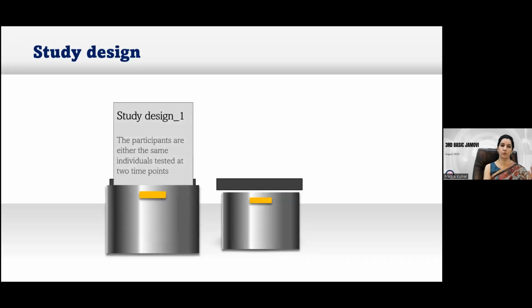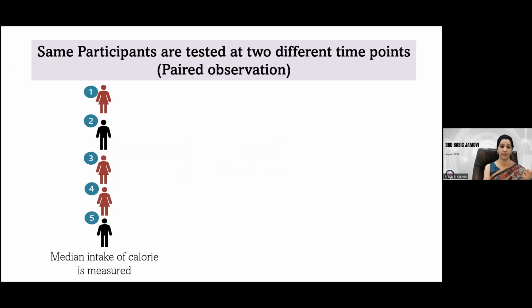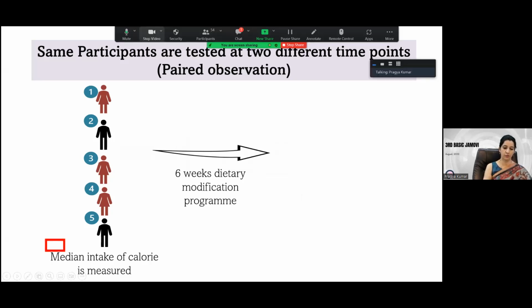So one type of study design could be that the participants are either the same individuals tested at two different time points, or the participants are tested under two different conditions, but for the same dependent variable. For example, we started with a set of five individuals, and I have calculated the mean intake of calories of these people. Again, this mean intake of calories is a continuous variable. It's not a categorical one. So I have calculated their mean intake.